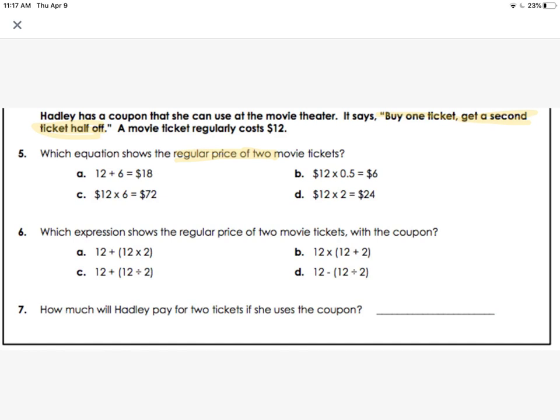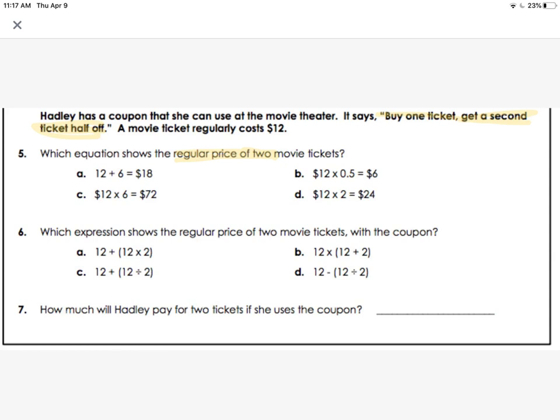And D is $12 times 2. So that's $12 for a ticket. For 2 tickets equals $24. Please circle the answer you think makes the most sense to show which equation shows the regular price of 2 movie tickets. Moving on to the next question, number 6.